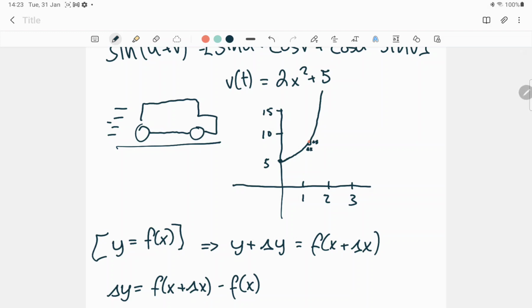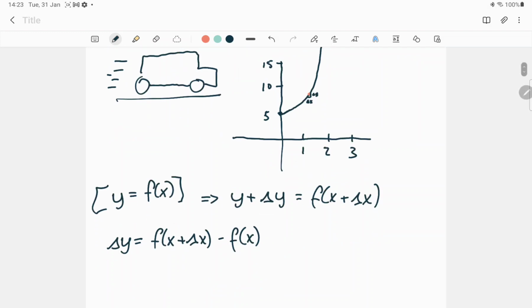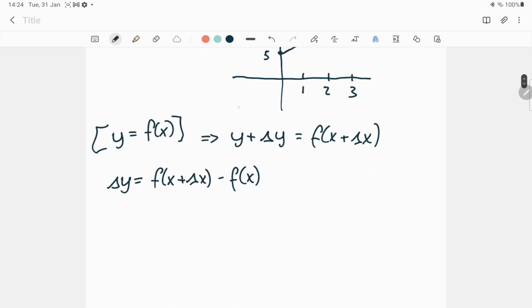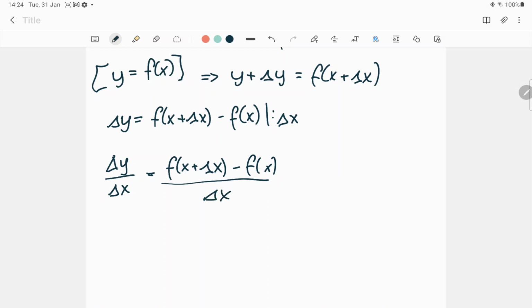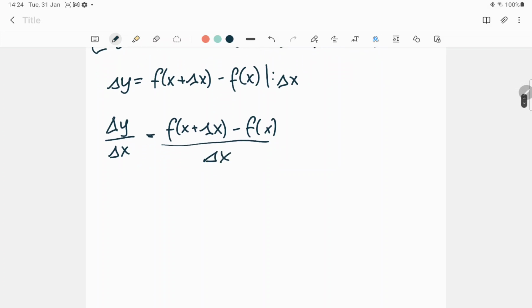And we are taking, in this example, this with respect to time. So I want to know the speed at any given moment. So my delta x is my small difference in time. So if I divide this whole thing by delta x, I will now be left with this: f of x plus delta x minus f of x, over delta x. Okay, so now we have said what the derivative is.